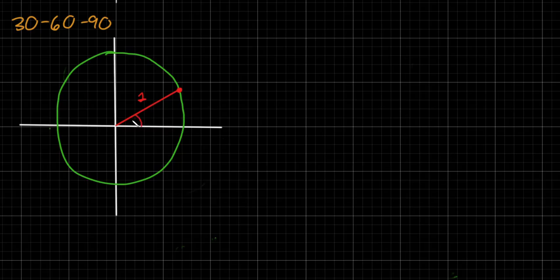So this was 30 degrees. Then I'm going to make a triangle, so a point down and a point over. Okay, 90 degrees here, and it's a 30, 60, 90, so this one is 60 degrees.